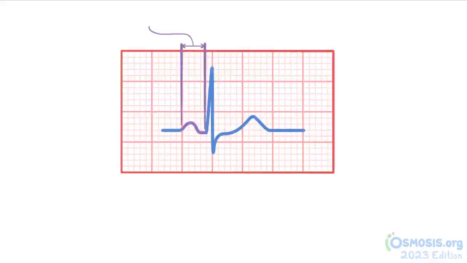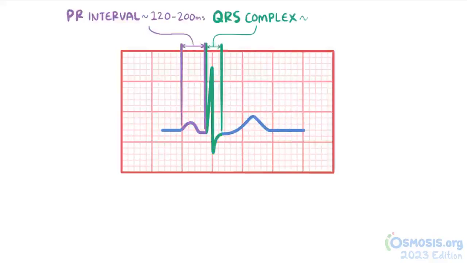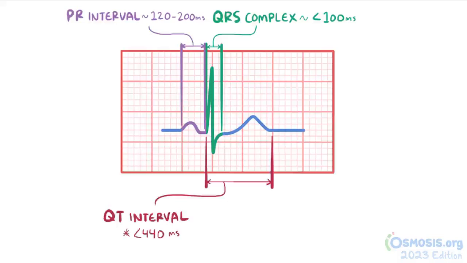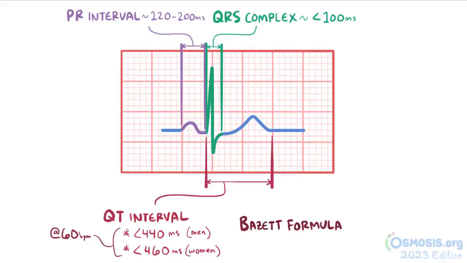Alright, as a quick recap, an ECG waveform has a PR interval that's usually 120 to 200 milliseconds, a QRS complex that's less than 100 milliseconds, and a QT interval that's less than 440 milliseconds in men and 460 milliseconds in women. But it's important to remember that these are the rates at 60 beats per minute, and the Bazett formula can be used to find the corrected QT interval to compare to rates other than 60 beats per minute.